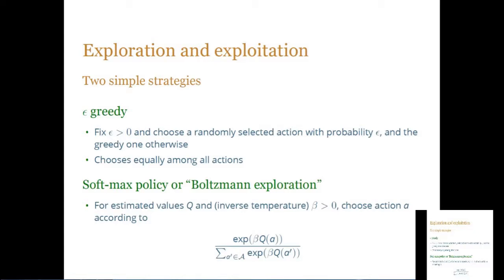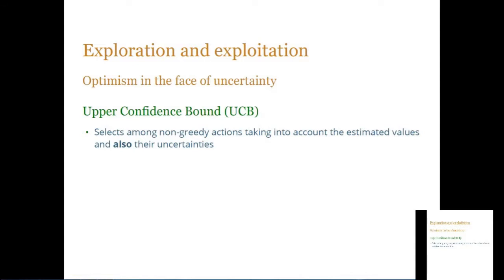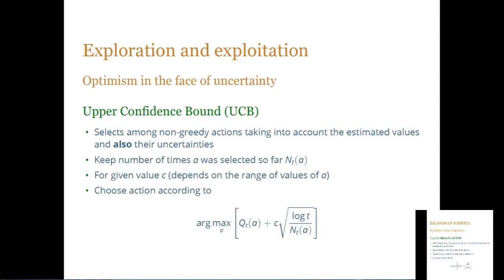Okay, now think about this in the following way, right? In epsilon greedy, we treat all preferences uniformly. And in the softmax policy exploration, what we do is we consider the relative value of each of the actions. So we can also take into consideration their uncertainties, okay? And this is the idea underlying this optimism in the face of uncertainty. So in this case, what we do is to select among non-greedy actions by taking into account the estimated values and also their uncertainties. So for those actions that I didn't try enough, I will tend to explore more. Okay. And this is actually how this works.